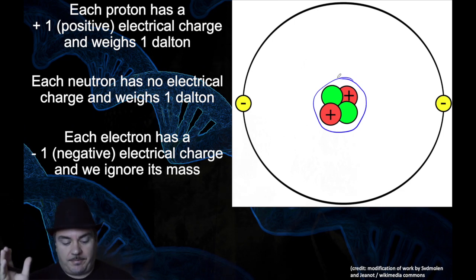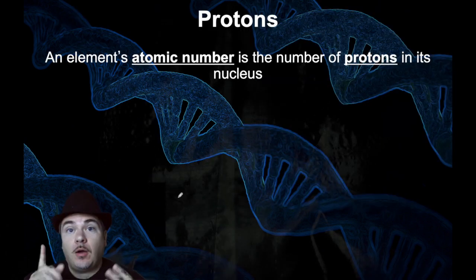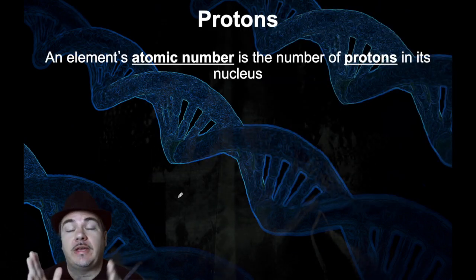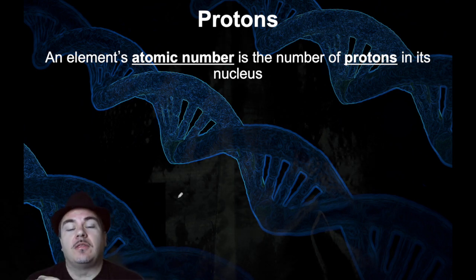That's the real scale, but you can't possibly draw that scale, so we use models like this to represent it. Okay, so now we're going to go through each type of subatomic particle, and we're going to learn why they're important. The first one we're going to start with is the proton.